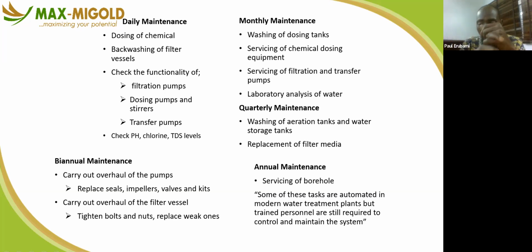Then you have to do what we call backwashing, most especially when your water has high content of what? Iron. Then check the functionality of your filtration pump, your dosing pump, and the stirrer, your transfer pump. Then check the pH, chlorine, and TDS level. On a monthly basis, wash your dosing tanks, service the chemical dosing equipment, and service the filtration and transfer pump. Then you conduct what we call laboratory analysis of the water.